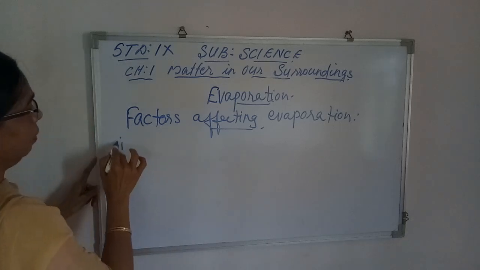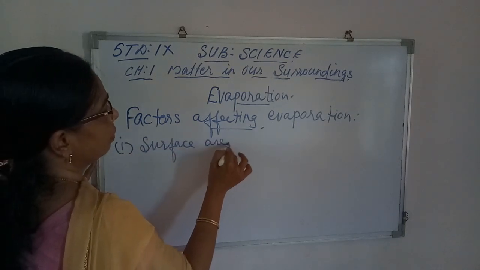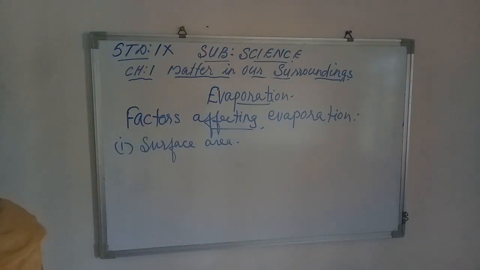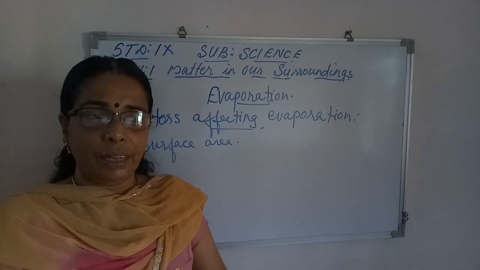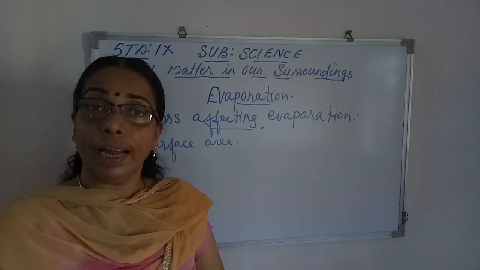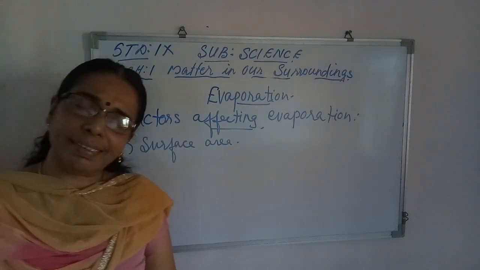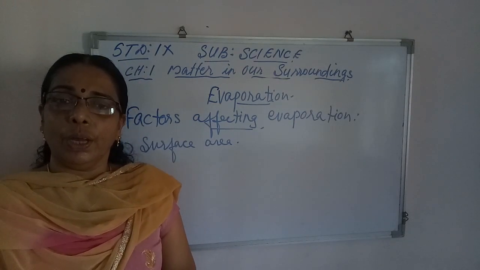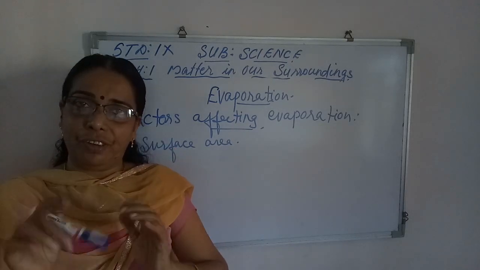The first one, surface area. How surface area affects the rate of evaporation? As I told you in the example, take the same water in a vessel, in a glass and in a plate.